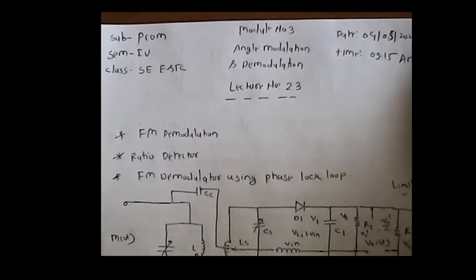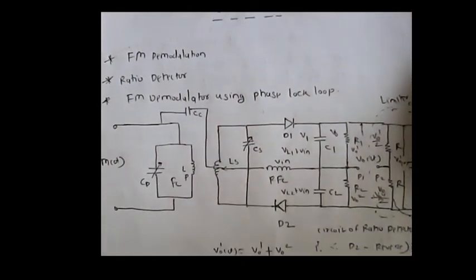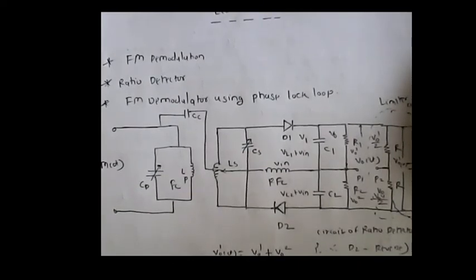The first one is the ratio detector, also called a ratio discriminator, and the second one is the FM demodulator by the phase lock loop. First we see the circuit, which is similar to the previous circuit.